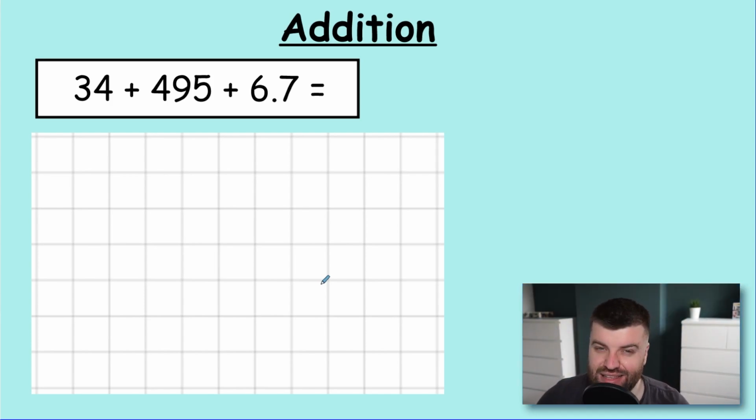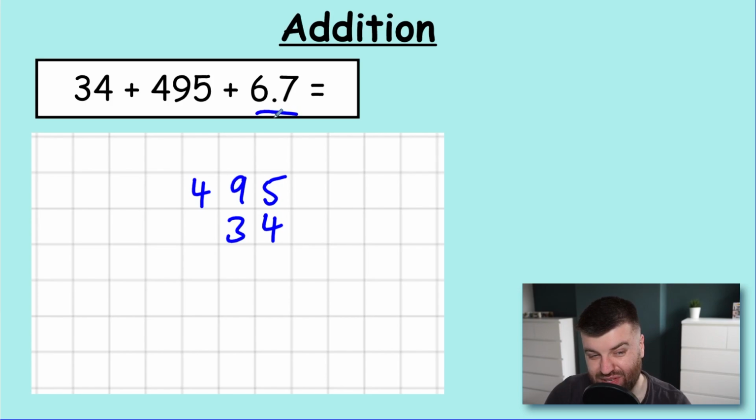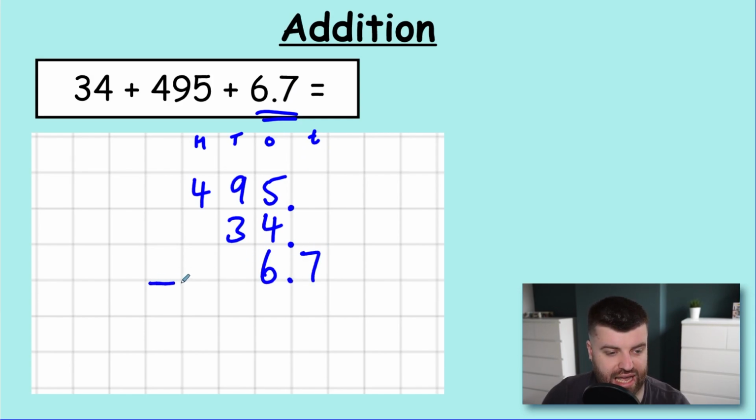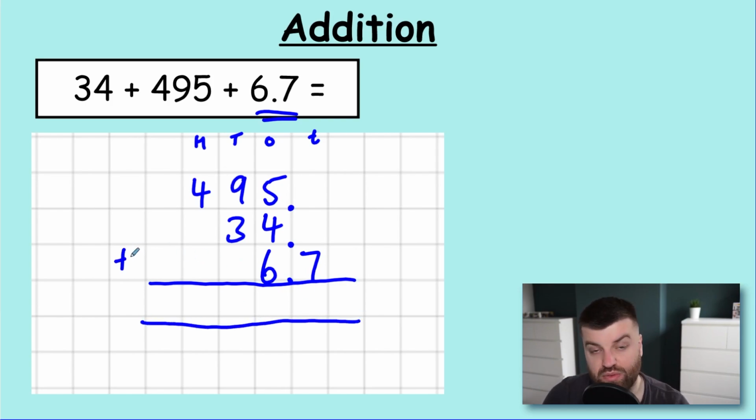A really key thing that some children miss out sometimes is that you can add more than 1 number at a time. So with addition, I like to just line them up. 495, and then we're going to have 34. And think about this 6.7. Where would the decimal point go here? Well, it would always go after the ones column. So you can label that ones, tens, hundreds. This would be tenths. We can do it with a small t, or the fraction tenths. And then 6.7 would be 6 ones, 0.7. And again, you can just add these up. When you're using addition, you can add up multiple numbers at once.